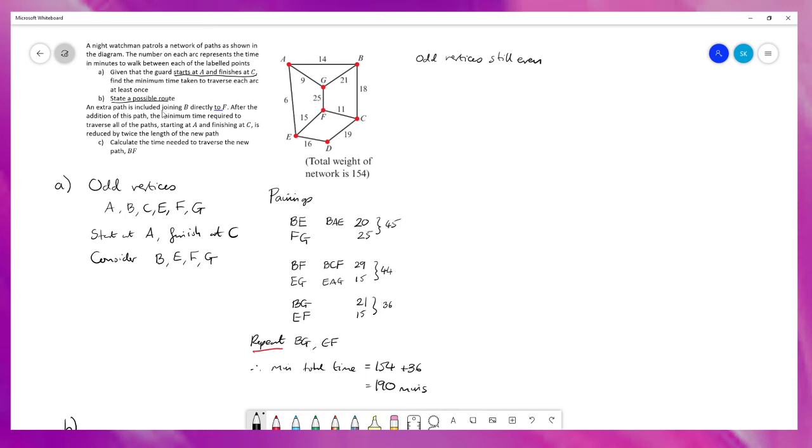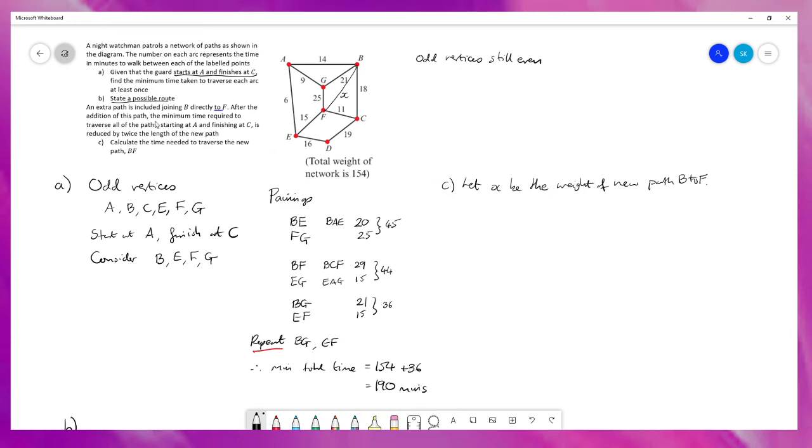Okay, so an extra path is included joining B directly to F. Now the key thing here is we're told that a path is included joining B to F. So draw it on and give it a name. I tend to use X. So we'll say let X be the new path, or the length, the weight of the new path that joins B to F. Okay, just so that it makes our notation nicer.